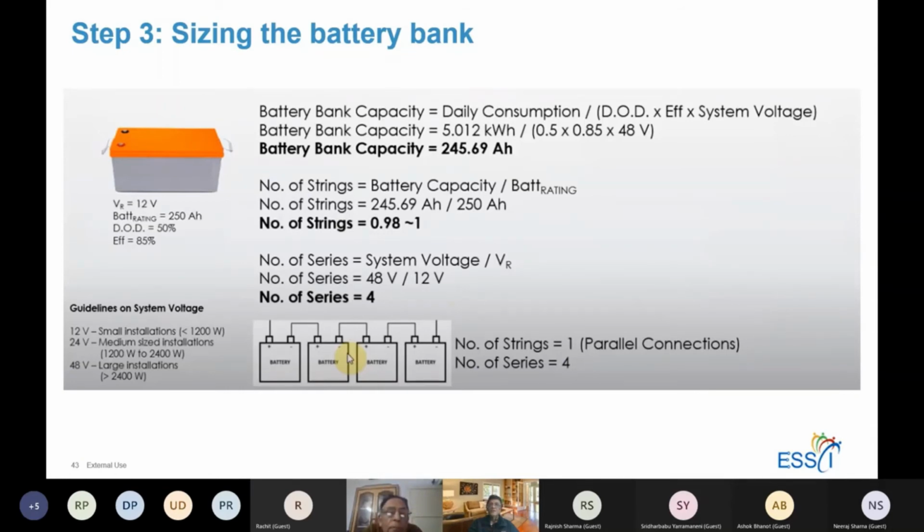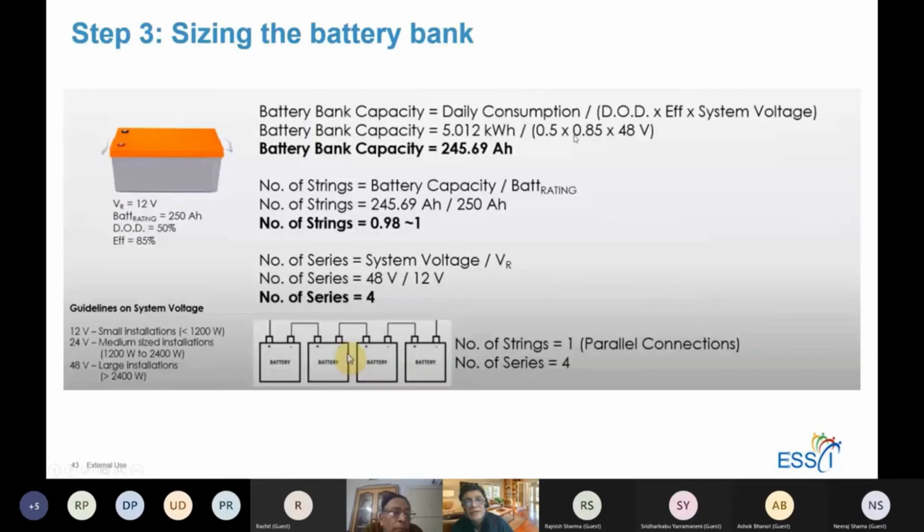And you have thumb rules for the system voltage. For small installations, you are going to have a system voltage of 12 volt. For medium size installations, you will have 24 volt. And for large installations, this is given in the lower corner here, you can have 48 volt. And for very large sites, you can even have 96 volt or 120 volt designs. But let us say we have taken 48 volt.